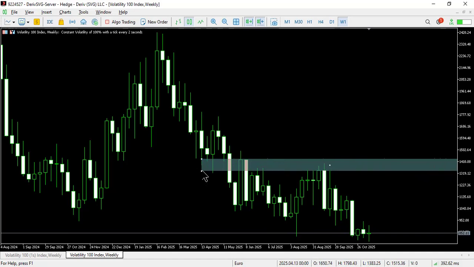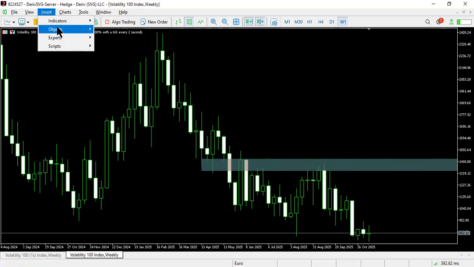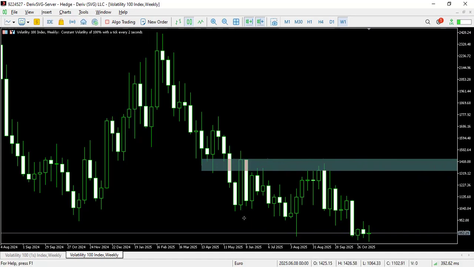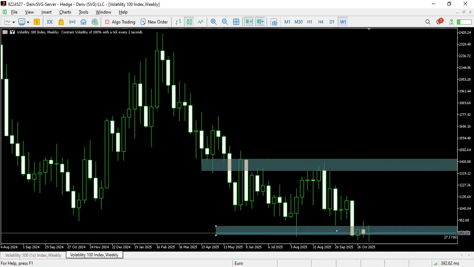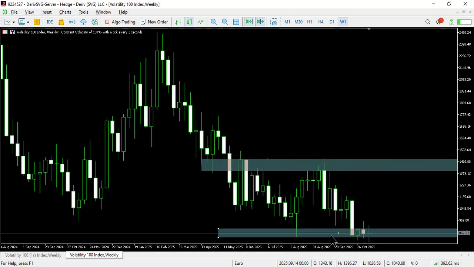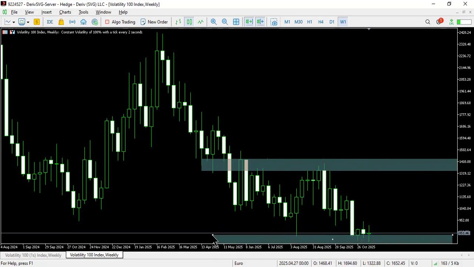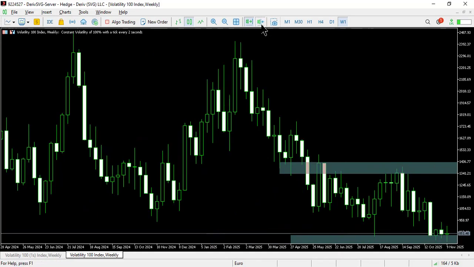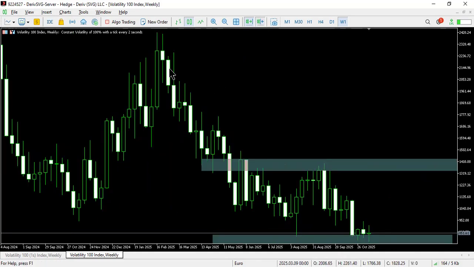So we have a demand zone there. We have a supply zone there, and then we have a demand zone right here where price has been reacting from. From the weekly time frame, we can see that price is in a downtrend. However, we are at this demand zone. When price got to this demand zone, it pushed up, and we are again at this demand zone. So I'm anticipating for price to push up from this side.